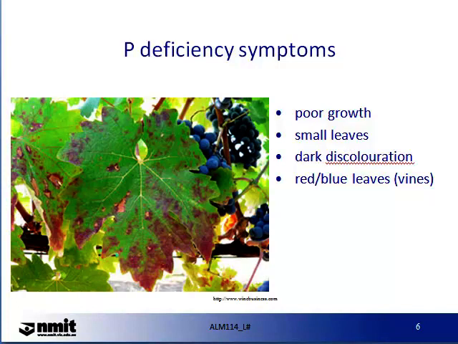Phosphorus deficiency symptoms generally appear as poor growth, smaller leaves, dark discoloration, and sometimes you may see red to blue lines in the leaves. This is a picture of a grapevine illustrating phosphorus deficiency. As with all nutrient deficiencies, often the symptoms can be variety specific. Therefore, if you suspect a deficiency, it is advisable to get a quantitative test to confirm your suspicions.